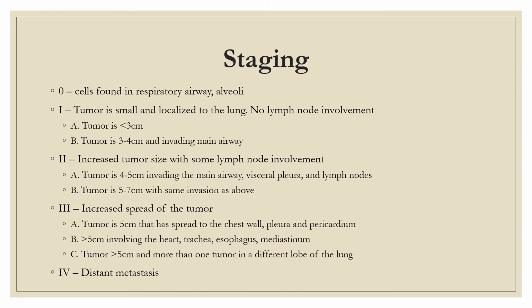Then we go to stage 3, and this is with increased spread of the tumor. 3A is when the tumor is at least 5 centimeters and it has spread to the chest wall, pleura, and even the pericardium. 3B is again when this tumor is at least 5 centimeters and it starts involving the heart, the trachea, the esophagus, and the mediastinum. And then 3B is when the tumor is again at least 5 centimeters and then it's taking up more than one lobe of the lung. Stage 4 is distant metastasis.